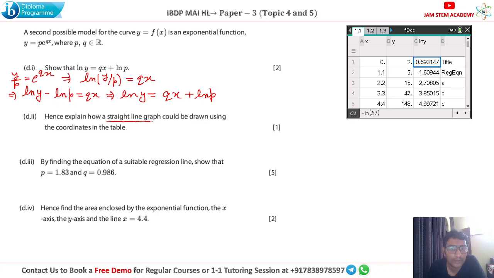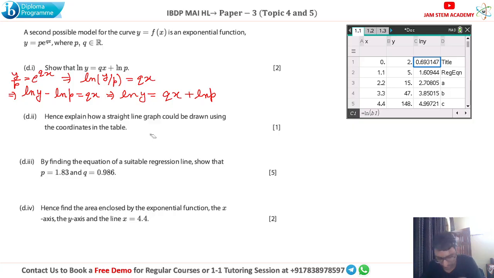Straight line graph corresponding to what? Natural log y and x, corresponding to this, not corresponding to this. For this we already have an estimation. The graph is already given to us in the question. So natural log of y will be our new variable.